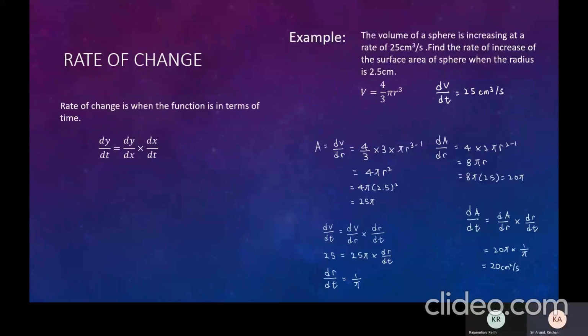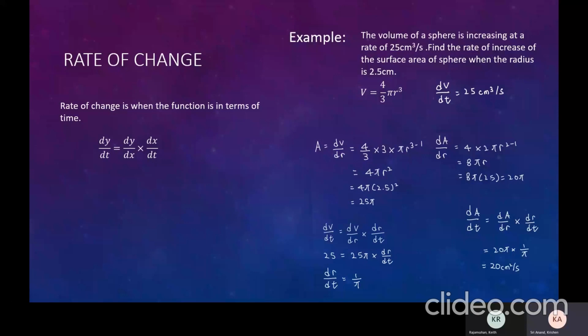Rate of change. Rate of change is the derivative of a variable in terms of x. The formula shown here on the left is very important to solve rate of change problems. The volume of a sphere is increasing at a rate of 25 cm³ per second. Find the rate of change of the surface area when the radius is 2.5 cm. From this question, we know that dV over dt is equal to 25 and r is equal to 2.5.